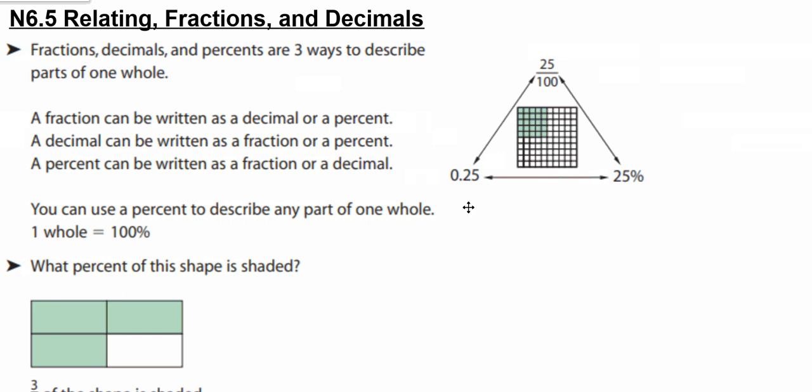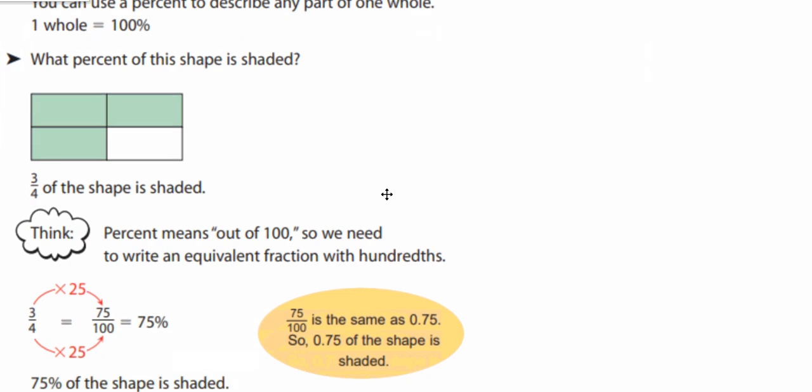We can use a percent to describe any part of one whole where one whole is equal to 100%. So in this situation here, I have my 100 grid, 25 are colored in, so 25 over 100, or 0.25, or 25%. If I have this shape here, it asks what percent of this shape is shaded. So 1, 2, 3 out of 4 are shaded, so 3/4 of the shape.